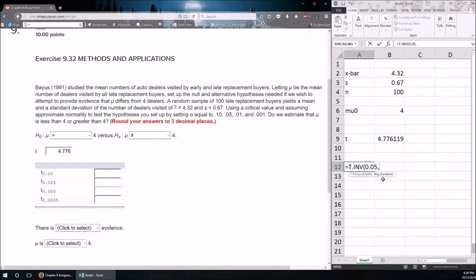Notice we also have to specify degrees of freedom. Degrees of freedom are always n minus 1 for a one sample case, such as this. We're only looking at one population. We're not looking at the relationship between populations. We're just looking at one population, so it's termed a one sample case. In the one sample case, degrees of freedom are always going to be the sample size minus 1. N is 100. 100 minus 1 is 99. Notice that the t.inv gives us a negative number. We're going to ignore that negative number and just call it positive.